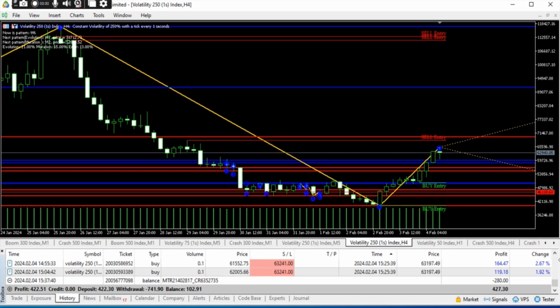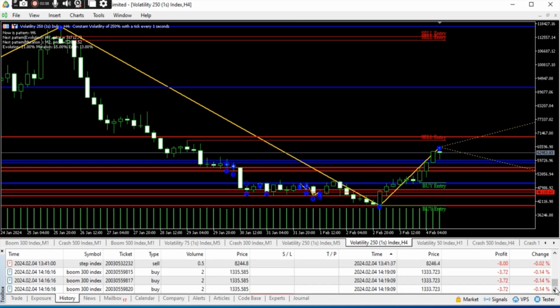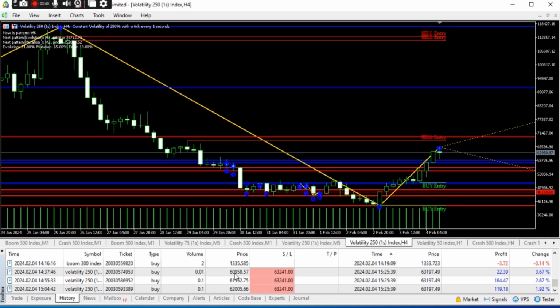So I've been trading well today. Just take a look, guys. Most of the profits I got from this buy entry on V250S. This is the buy entry. The signal was given by the system. So this system will analyze the market for you. It will make work easier for you by analyzing and giving you entries.